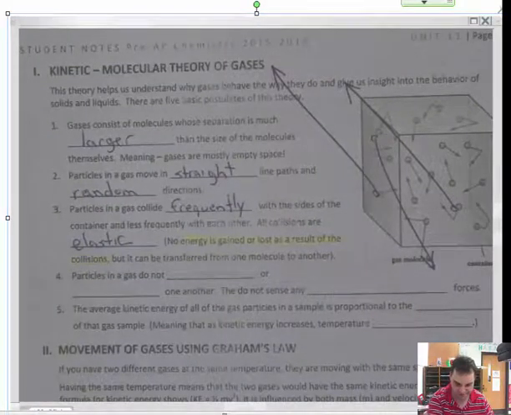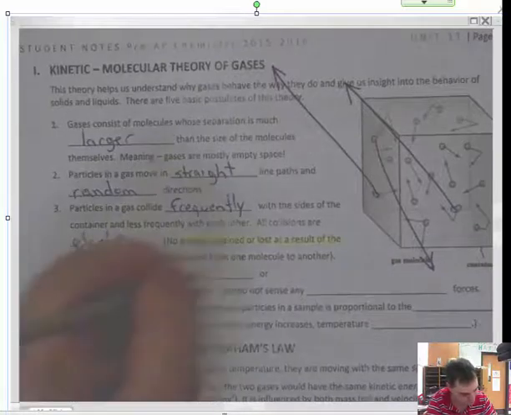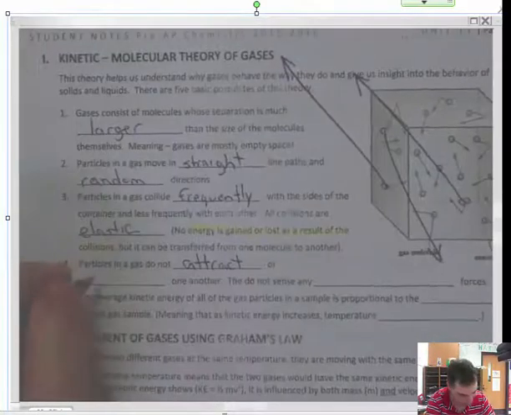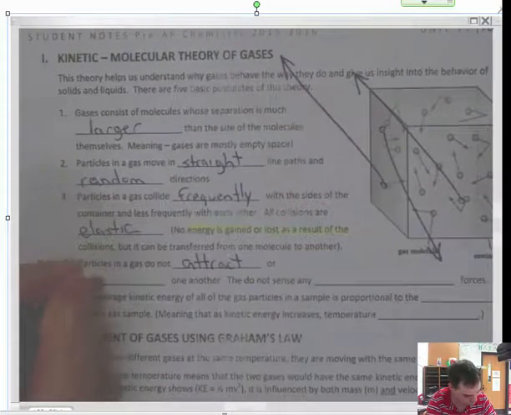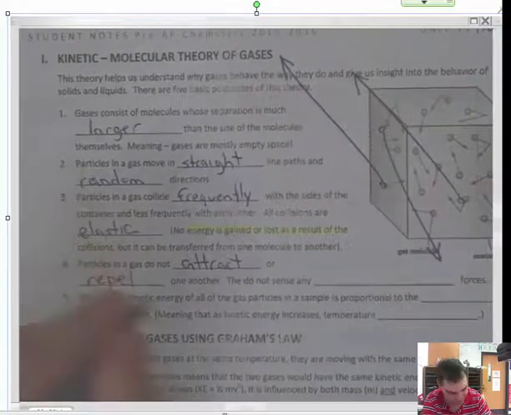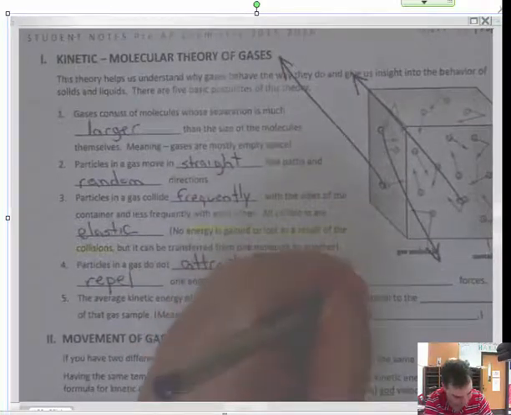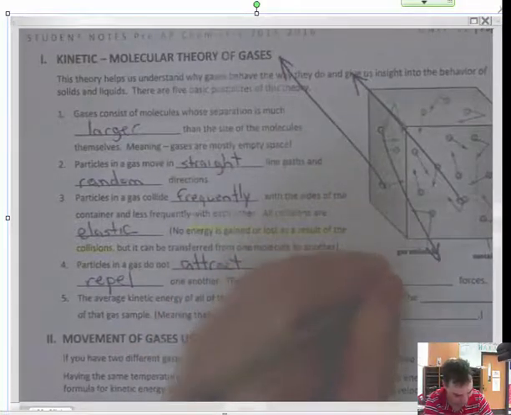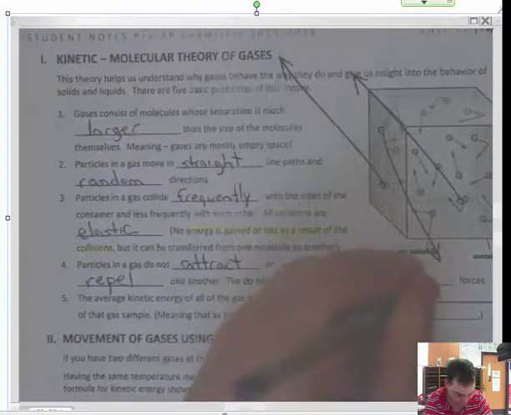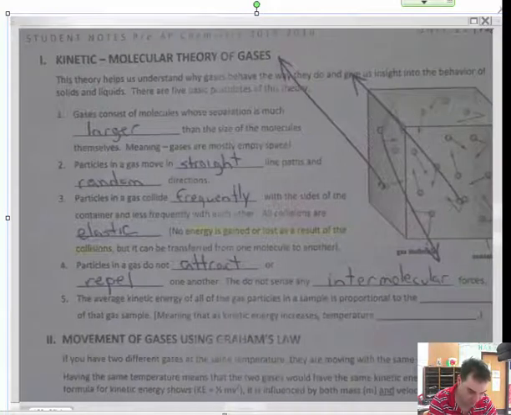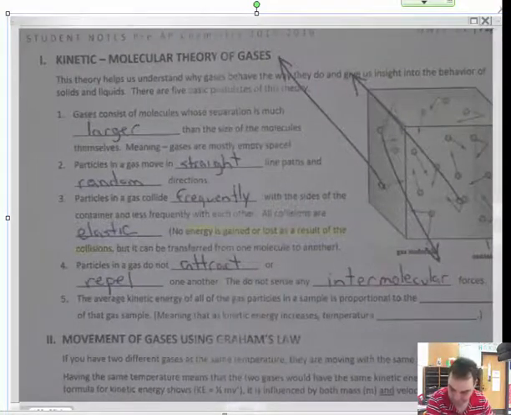Particles in a gas do not attract nor repel each other. They do not sense any intermolecular forces. In real gases they do, but we make this theory so that we can understand gases better, so we assume that they do not attract or repel one another.